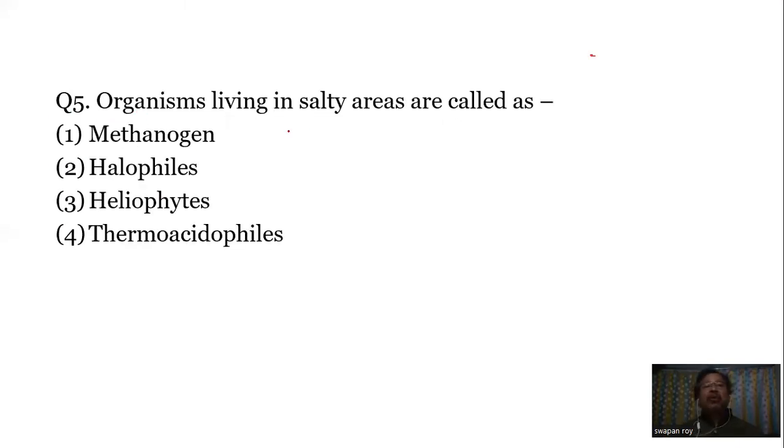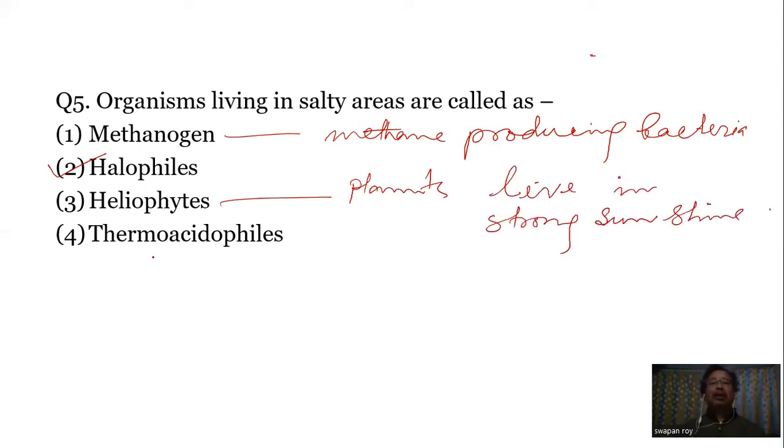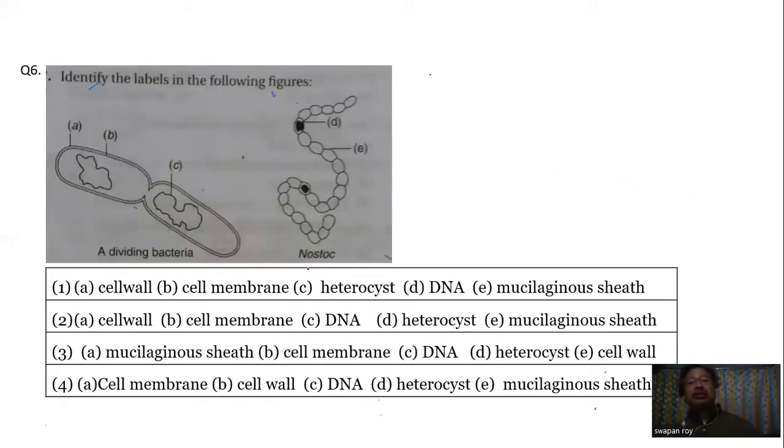Question number 5. Organisms living in salty areas are called halophils, and methanogens are methane-producing bacteria. Heliophytes are the plants that live in very strong sunshine, and thermoacidophils are the bacteria which live in high temperature and acidic medium. Next question. This is a question on a diagram to identify the different structures in this bacteria.